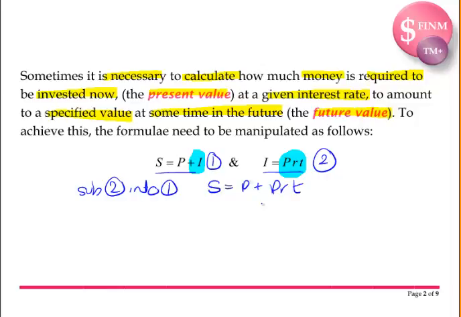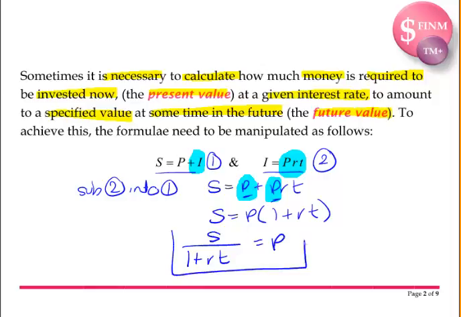Now I want to know what my present value is, this P, so I need to isolate it. In order to isolate that P, we factorize it out. So I get S equals P bracket 1 plus RT. Now I can divide both sides by the 1 plus RT, which leaves me P on its own. So that's how to derive that formula.